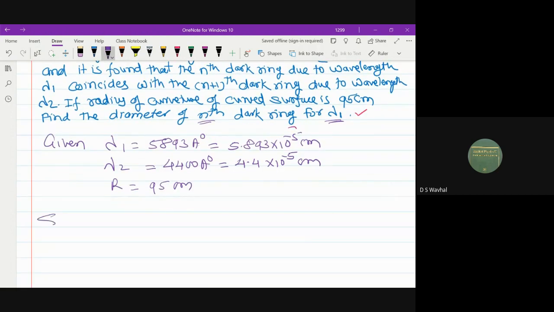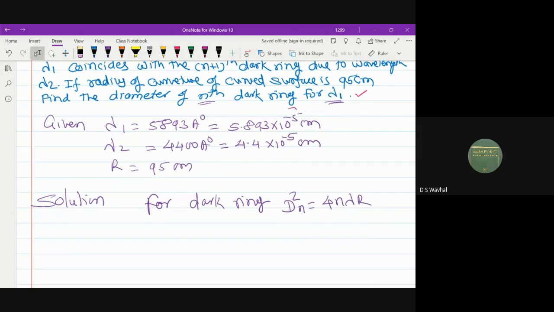Okay, solution. The formula you know. For a dark ring, diameter square of the nth dark ring is equal to 4n lambda r. This is known. Then we will write this formula for the two wavelengths, lambda 1 and lambda 2. So the dark ring due to wavelength lambda 1.